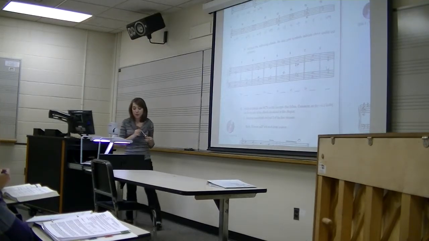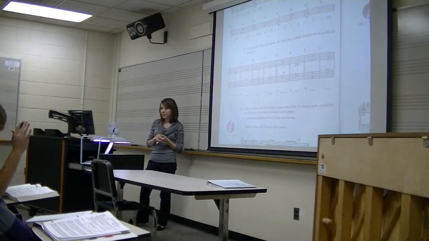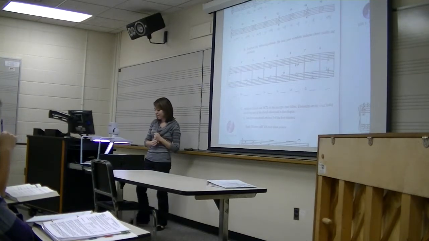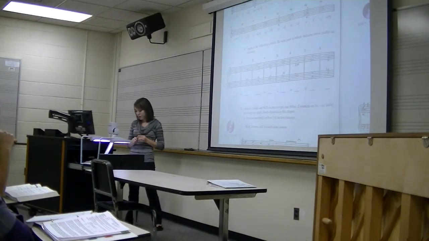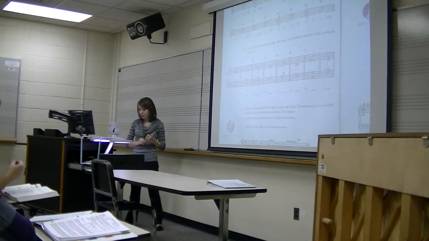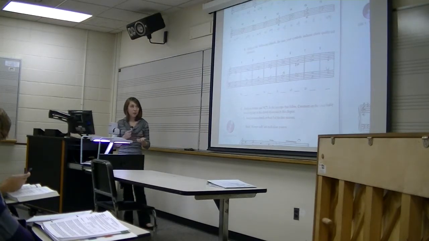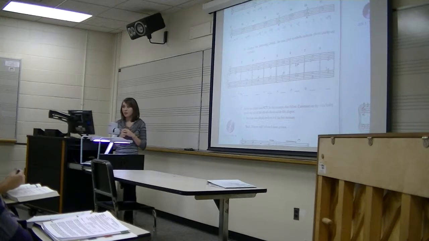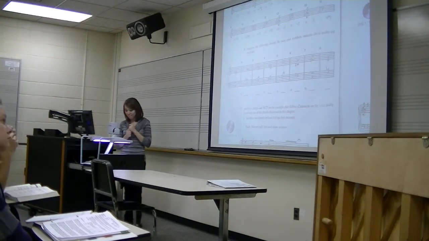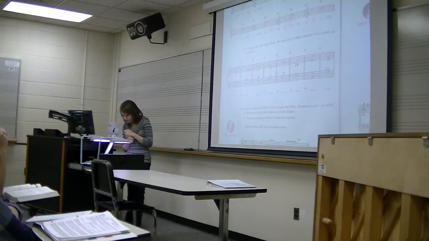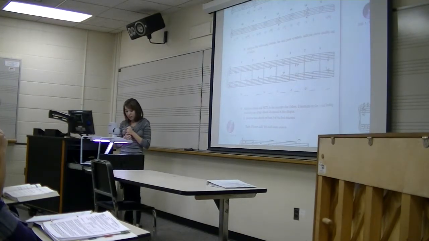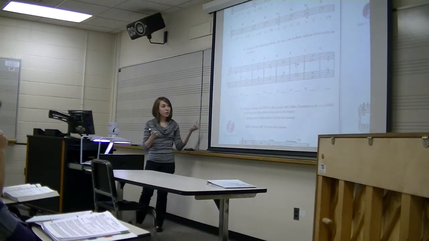So who has an answer for number 2? Yeah. Minor 6-4-3. Minor 6-4-3. Yeah, that is what I would say, because you have a G minor 7 chord with D in the bass and B flat major. Good. What about number 3? Yeah. Minor 4-7. Yes, that is what I would say, because you have an F minor 7 triad in root position.